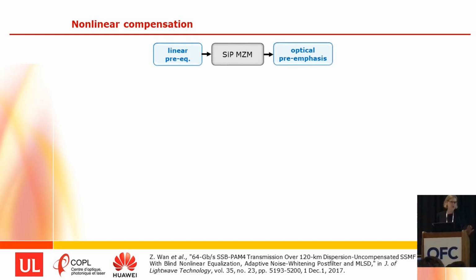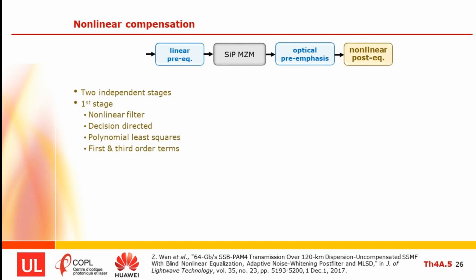We had two independent stages. In the first stage, we used a simple memory polynomial nonlinear filter, which was decision-directed. We only used first and third order terms. Then we did a second stage of post-equalization.